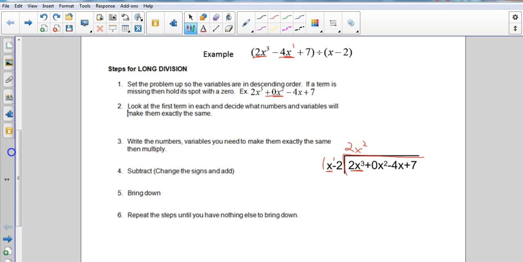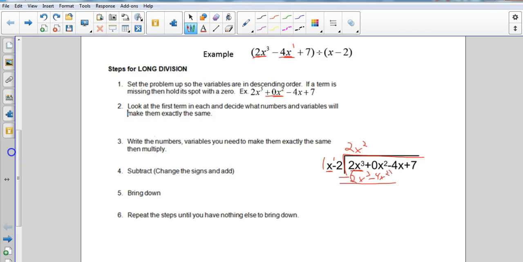Now, just like in old school long division, we're going to multiply. Remember? DMSB. Divide, multiply, subtract, bring down. So we're going to multiply. We just divided, now we're multiplying. 2x squared, and now we minus this.